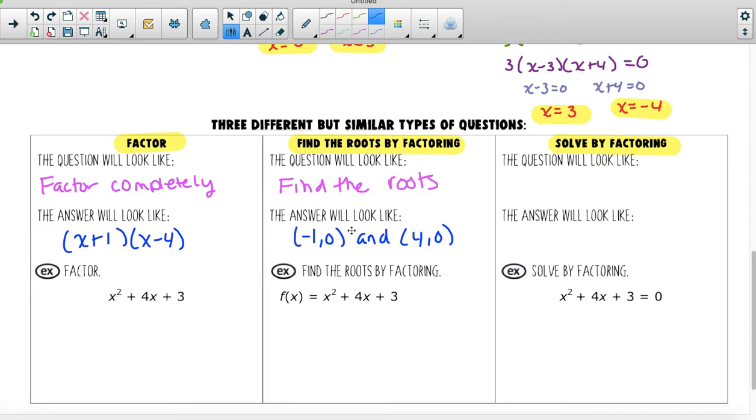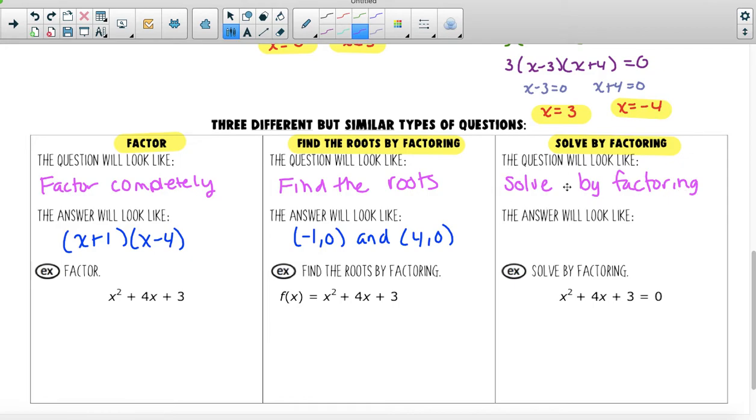So you want to make sure your answer fits the question. Roots means x intercepts. We need coordinates. There are parentheses, but this is an x comma y. These are linear factors, so we're multiplying. If the words say, so if we're going to solve by factoring, the question will actually say solve by factoring.